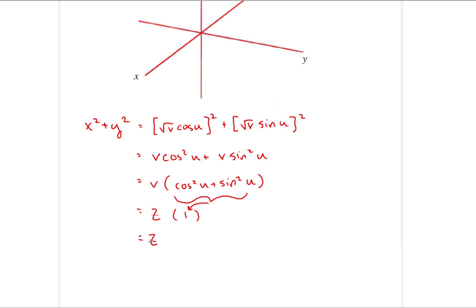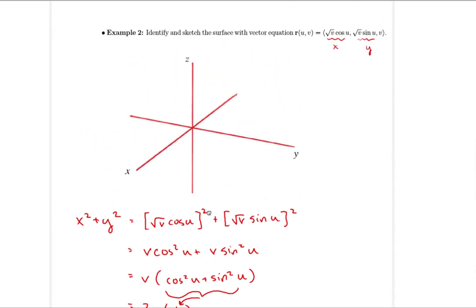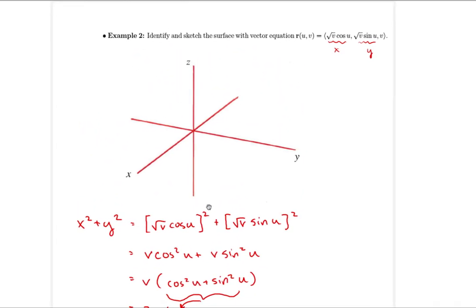So that, of course, is z. So what that tells me is that this is really just the surface described by z equals x squared plus y squared. But we know what that is. That's a paraboloid.